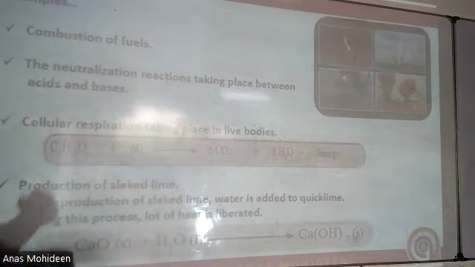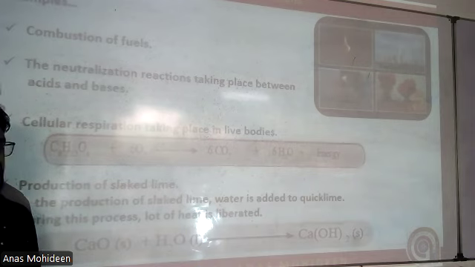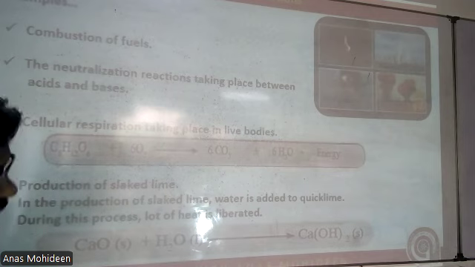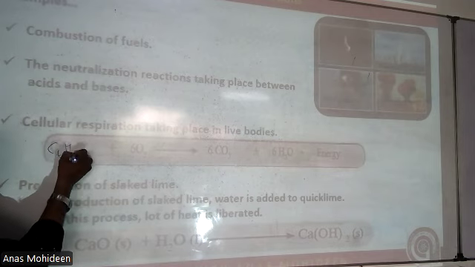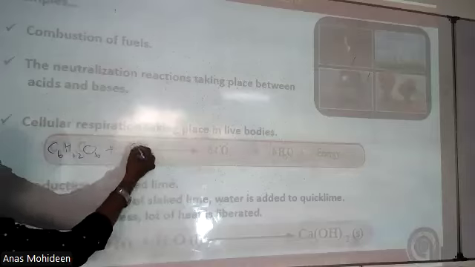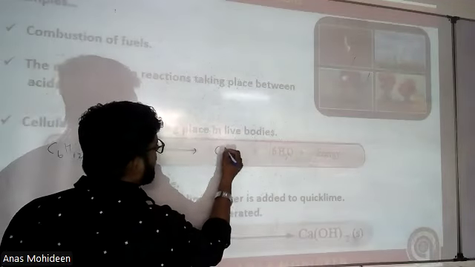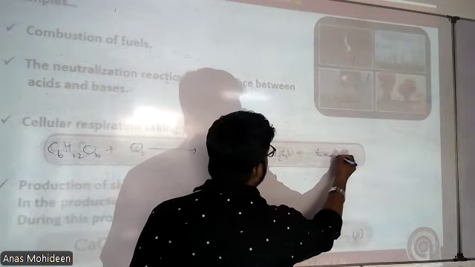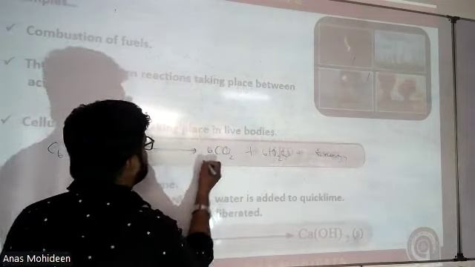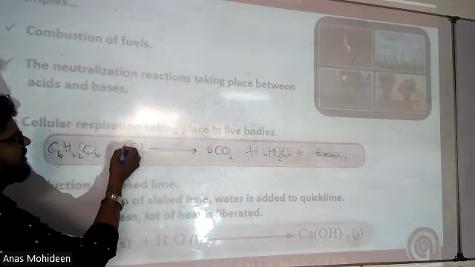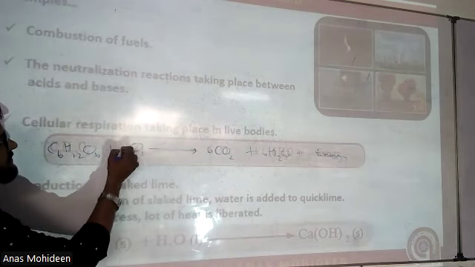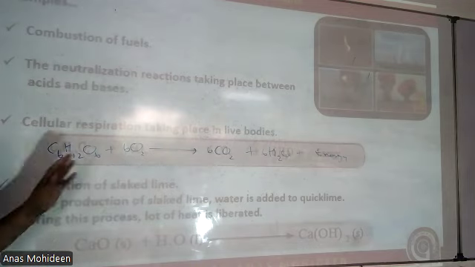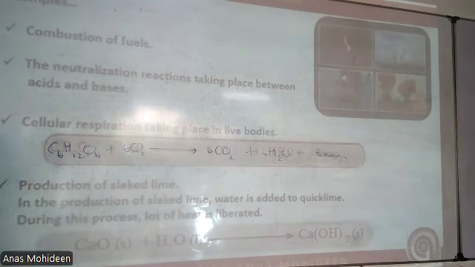Then comes cellular respiration. Cellular respiration in the presence of oxygen, glucose. C6H12O6 in the presence of O2 breaks down into carbon dioxide, water, and energy. To balance it, we write 6. We already spoke about how it comes. So this is an exothermic reaction releasing energy.